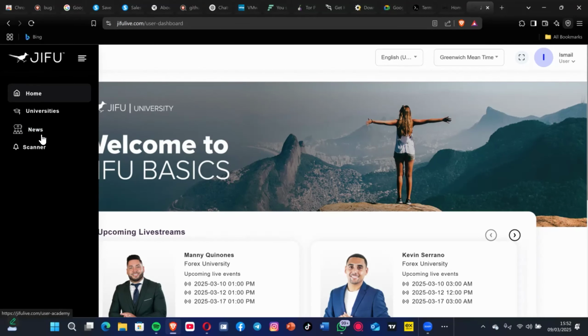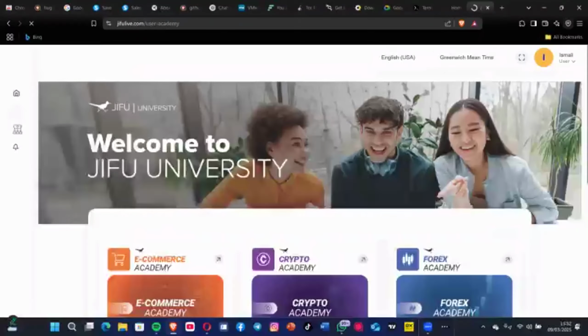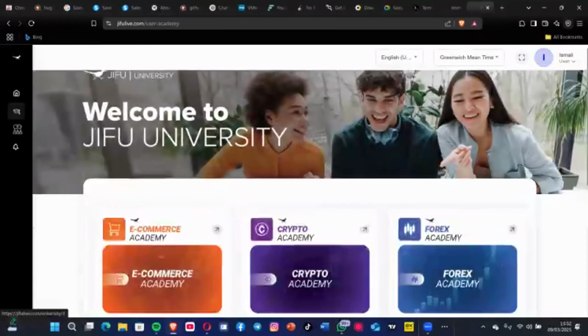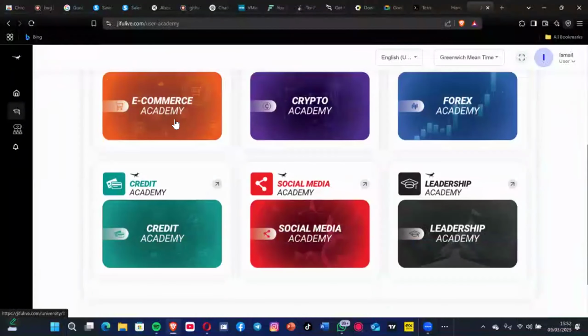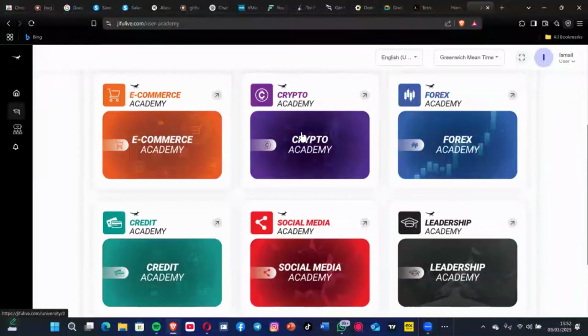But another best way is you come to this part. When you get here, go to university. You see, all the money you paid covers all of this. If you are interested, you can make money from crypto trading and learning, from Forex, from e-commerce, social media, leadership, and everything here. But we are on Forex now.